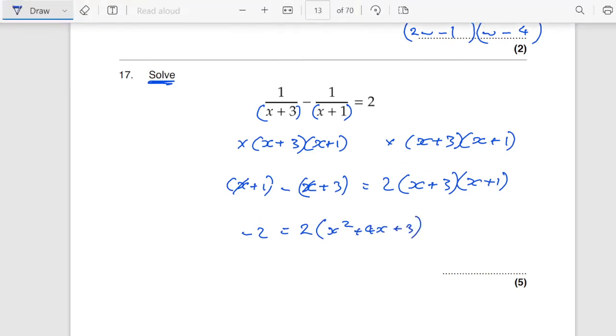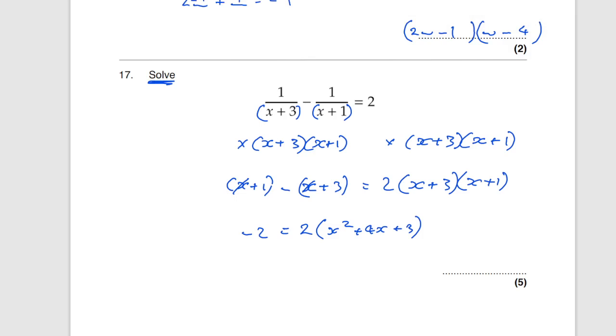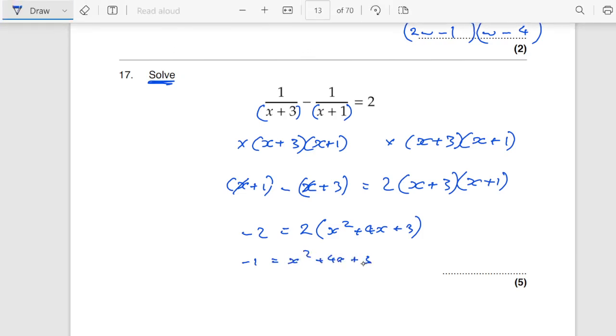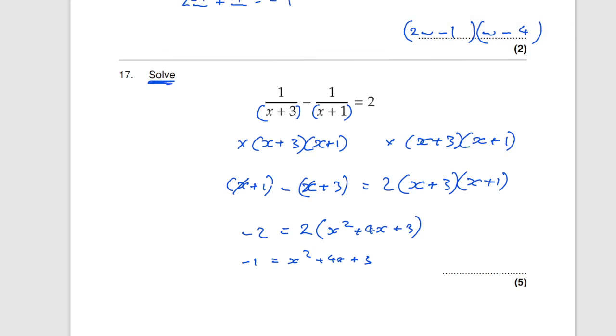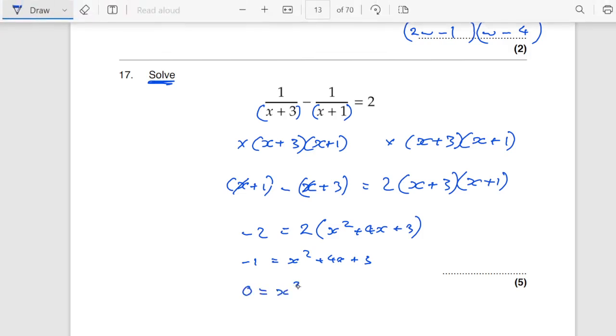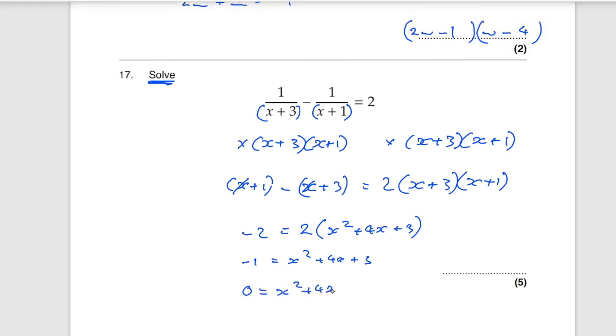Just to make things easier for me, I'm going to divide by 2 on both sides. That's going to give me minus 1 is equal to x squared plus 4x plus 3. If I add 1 onto both sides, that's going to give me 0 is equal to x squared plus 4x plus 4. Then I'm looking to factorise.